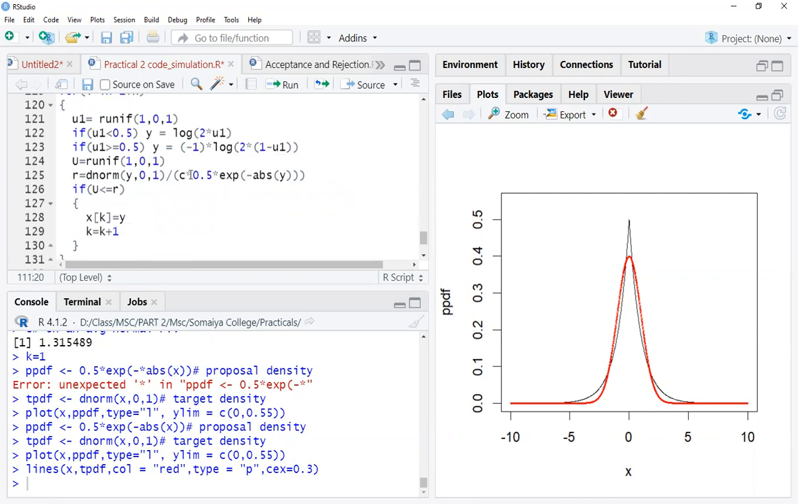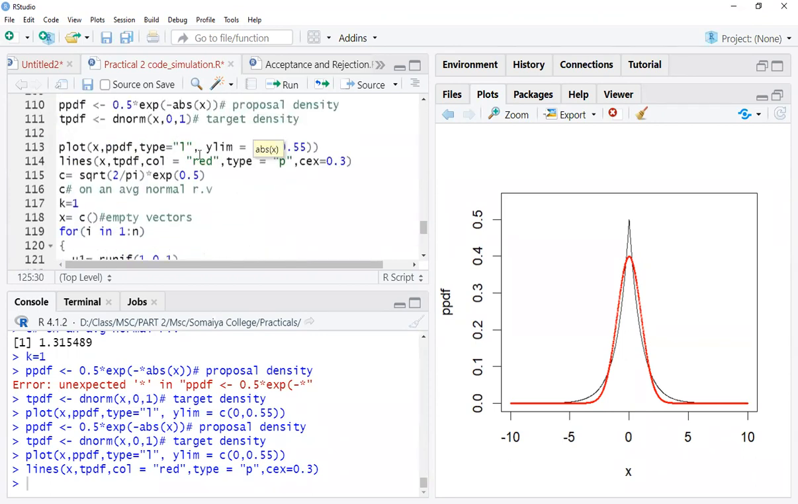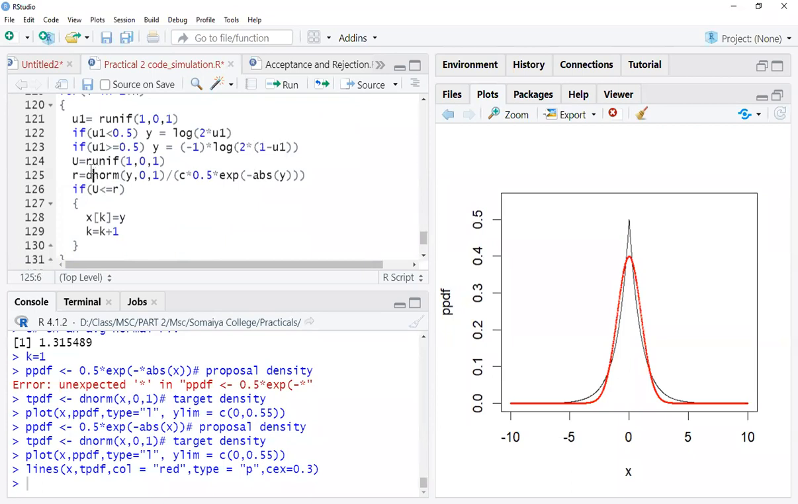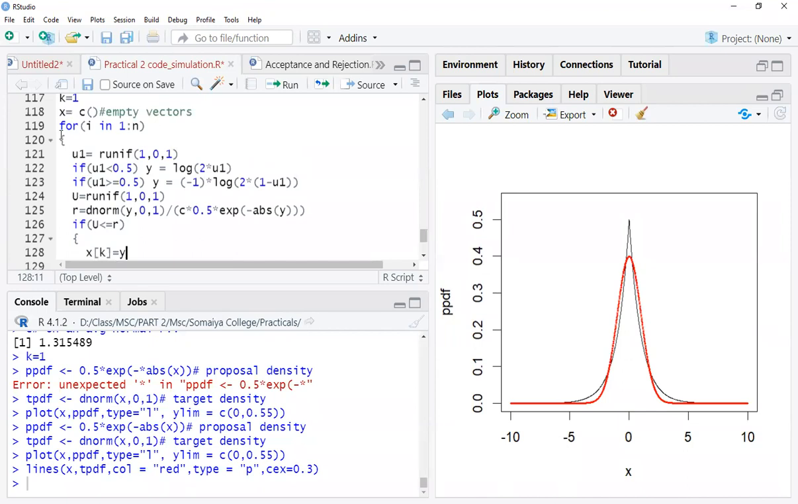This is your target over C times proposal. I just saw that in the proposal 0.5 is not there, which means I thought maybe there is some mistake here. Then once you find the ratio of that, check the condition. If the generated observation is less than or equal to R, then that will be your Y value, and increase your counter. So just run this part.